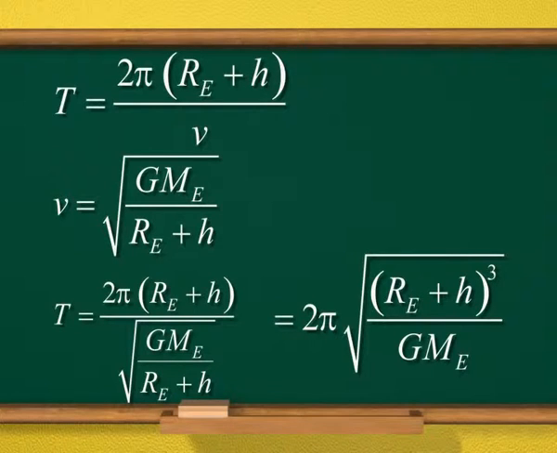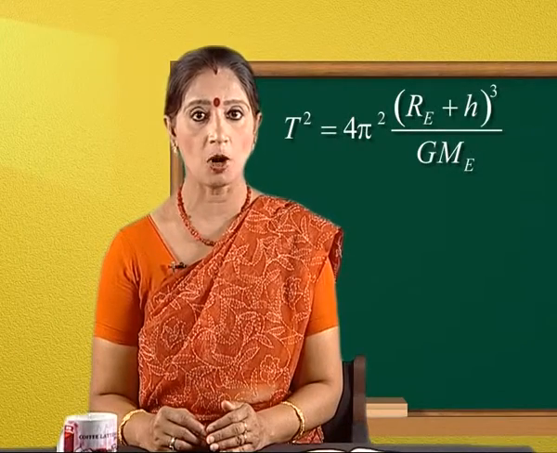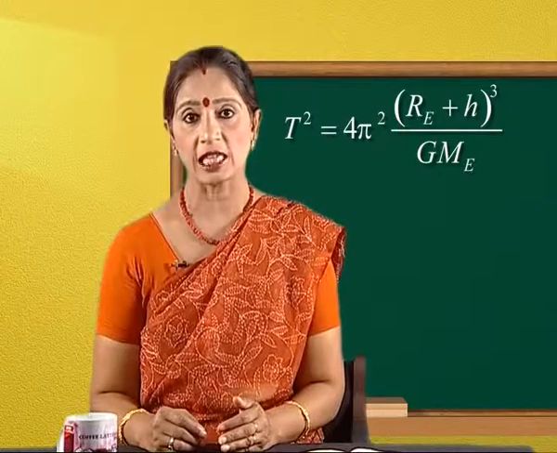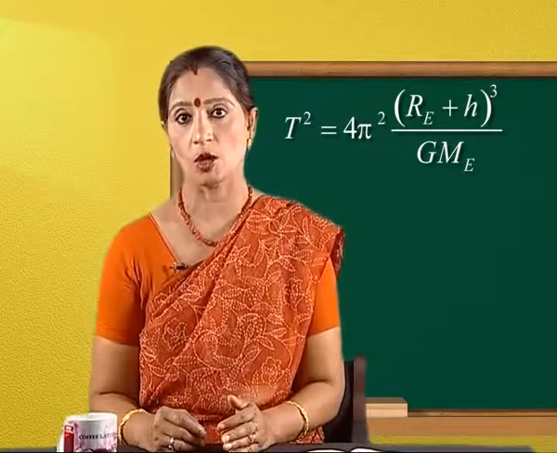Like orbital velocity, the time period is also independent of the mass of the satellite. Now, squaring both sides, we get T square equal to 4 pi square into cube of Re plus h upon G Me. Clearly, you can analyze that the square of time period of a satellite is proportional to the cube of the linear distance for the circular orbit.